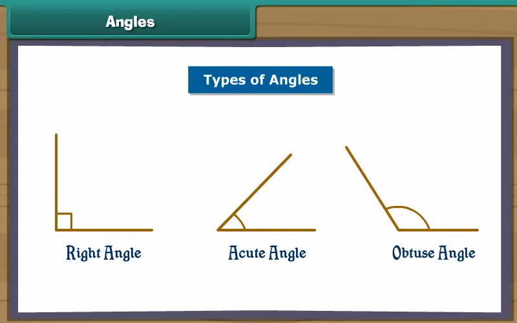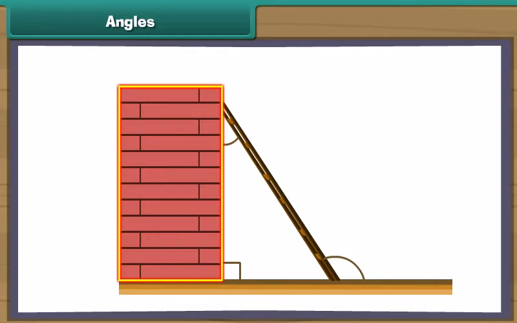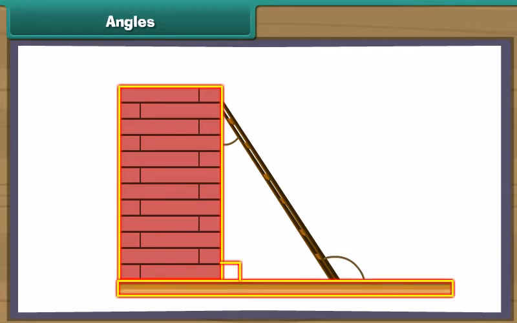Now we will learn them one by one in detail. Look at this scene. In this, a ladder is standing against the wall. Let us look at 3 angles. First, the angle which the wall makes with the ground.